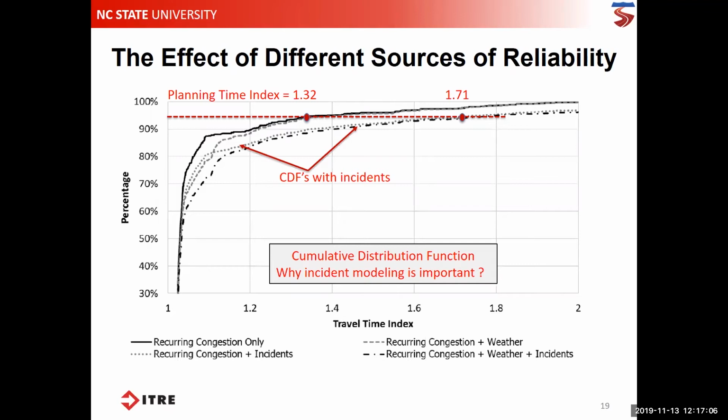As an example here, if you look at the planning time index, which is related to the 95th percentile, if you do not include the incident, it's about 1.32. So basically, your travel time increased by about 32% above the free flow speed. On the other hand, if you include the incident, that jumps to 71% above the free flow speed. So this just tells us that dealing with incidents is a critical piece in terms of reliability.